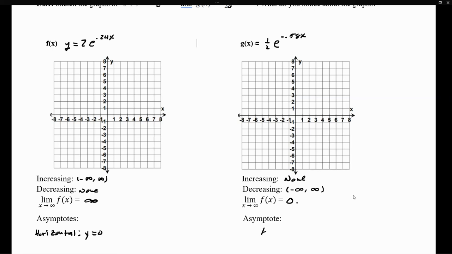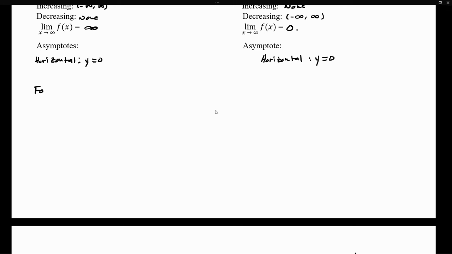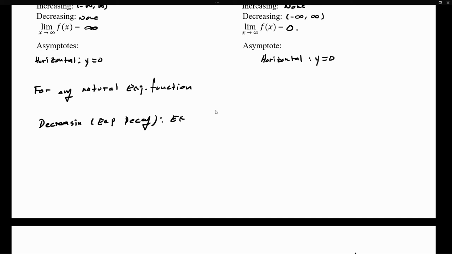Is there any asymptote? Well, notice that we still have the same idea of a horizontal asymptote at the value y equals zero. And these two examples can help us illustrate the big idea for natural exponential functions. So for any natural exponential functions, we're going to have a decreasing function or an exponential decay if the exponent is negative. And we'll explain that in a second. And we're going to have an increasing function or an exponential growth if the exponent is positive.